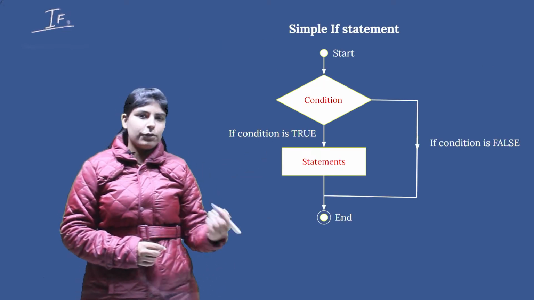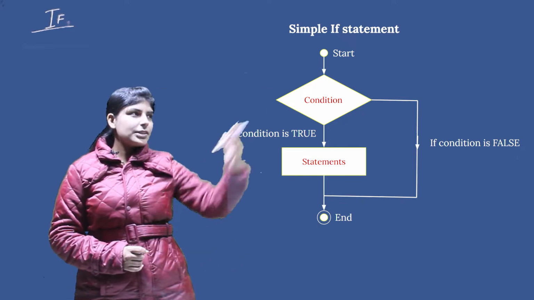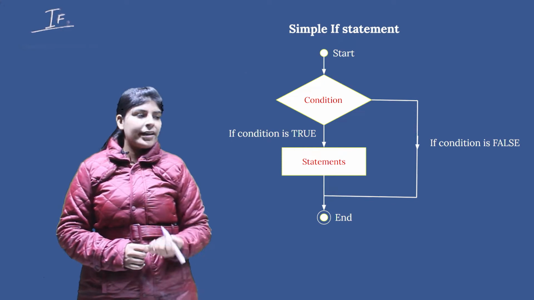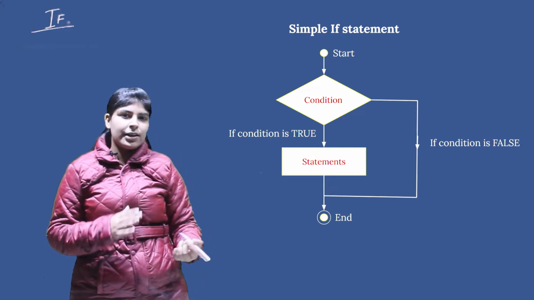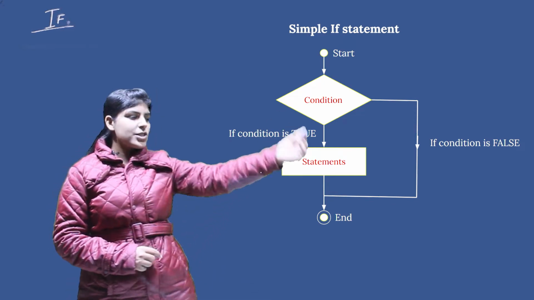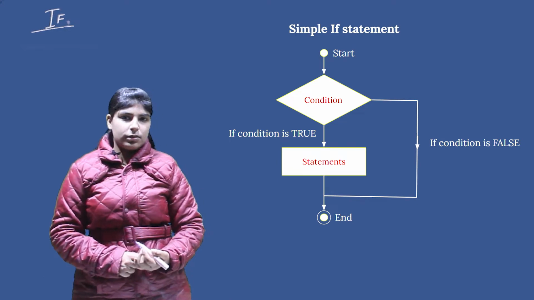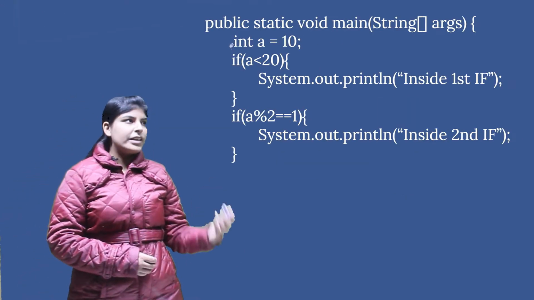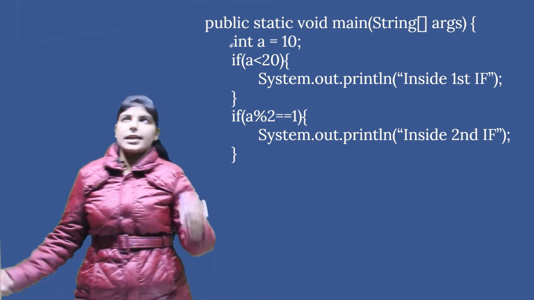Let us have a look at the flow chart of the if condition. So, first the condition is evaluated. If the condition is true, we enter the if block and execute all the statements which are given inside the if block. Otherwise, we just come out of the if block. So, let us see an example of simple if statement. So here I have an integer variable a whose value is 10.